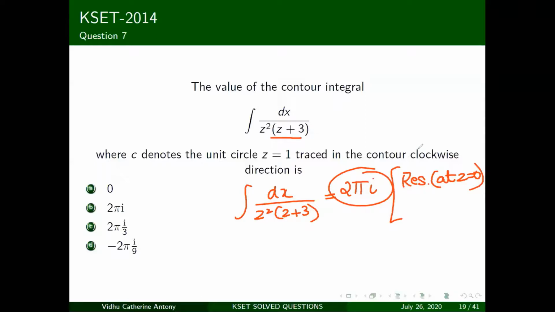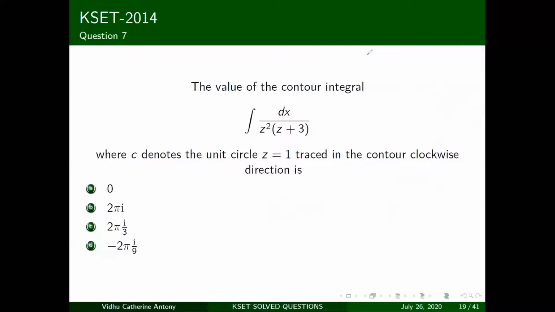Why is that? Because if it was, say, a circle of radius 4, then you could have written the residue at z equals -3 too. But since it's a circle of radius 1, you can only include one pole. So it's just going to be this. I will quickly show you how these calculations are done.